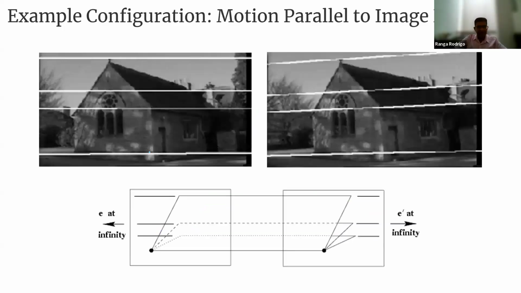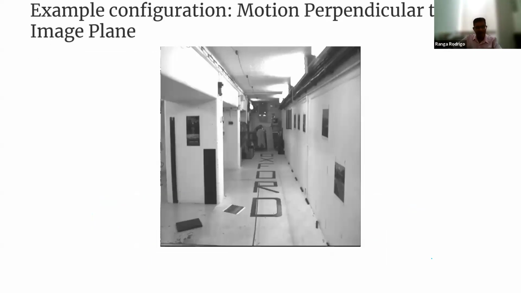Here is an example of that. You can see where the epipolar lines meet. They meet at infinity. That's why the epipoles E and E prime are at infinity. That's where these parallel lines meet. That is because you are traveling in a train with the camera axis perpendicular to the direction of motion.